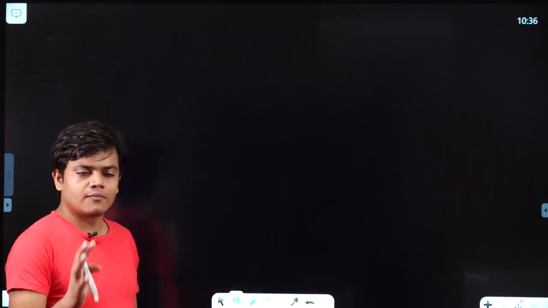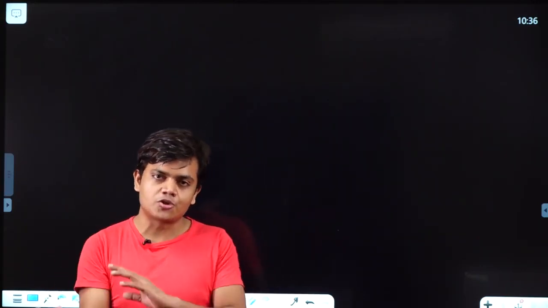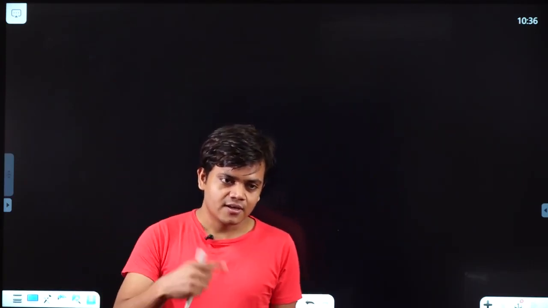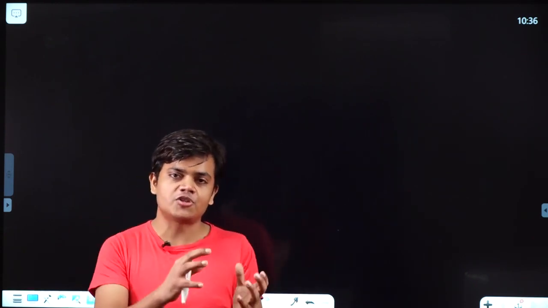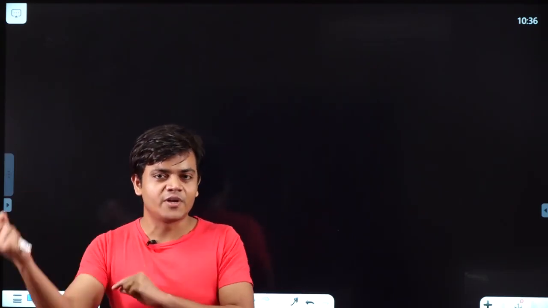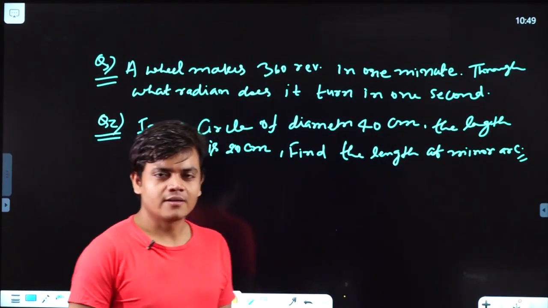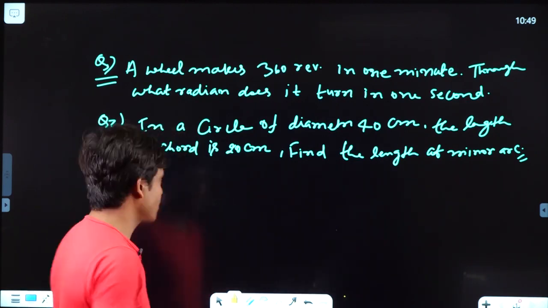And thereafter, in the next class, I will discuss how we can convert degree to radian and radian to degree. It will be a very interesting class in the coming sessions. The next class is dedicated to problems on converting degree to radian and radian to degree, with minutes, seconds, and many more things. So two basic questions are here. Certainly, we will discuss the conversion in the next lecture, but two very basic questions are here.